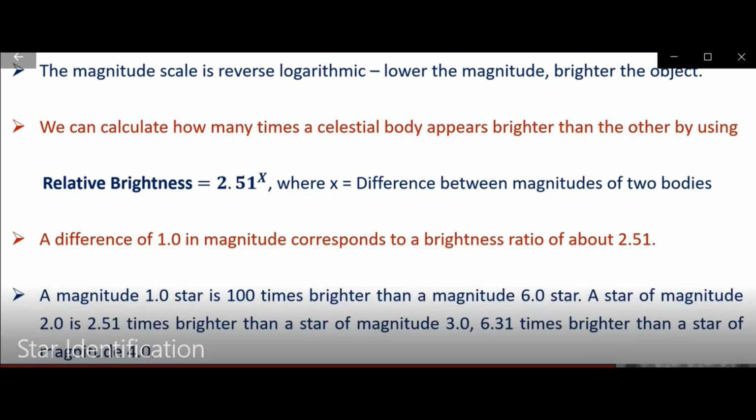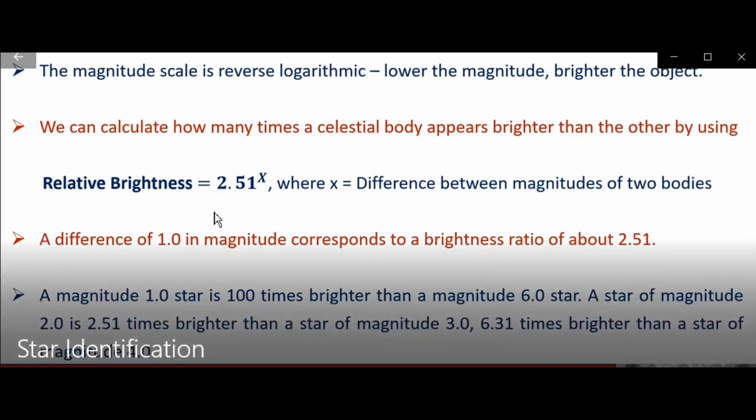So, is this clear? The stellar magnitude relative brightness formula: 2.51 raised to power x.